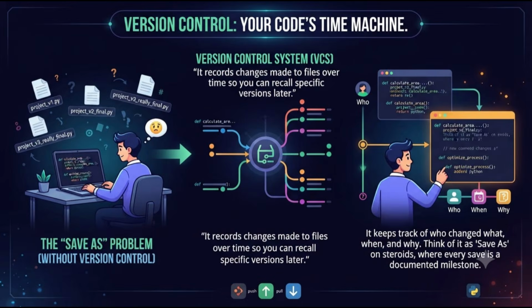Version control is essentially a time machine for your code. It records changes made to files over time so you can recall specific versions later. It keeps track of who changed what, when, and why. Think of it as "save as" on steroids, where every save is a documented milestone.